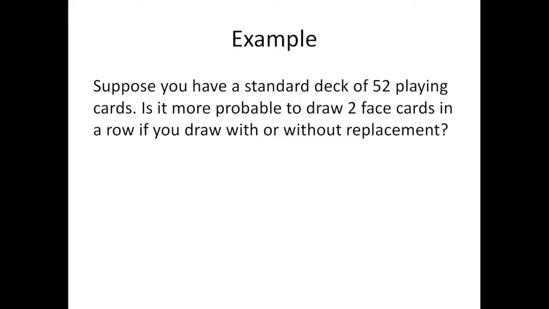So before we finish up this video, just look at one more example applying the fundamental counting rule along with the classical approach to probability, where we assume all outcomes are equally likely. Suppose you have a standard deck of 52 playing cards. Is it more probable to draw 2 face cards in a row if you draw with or without replacement? So what we really need to do here is find 2 different probabilities and see which one is lower or higher.